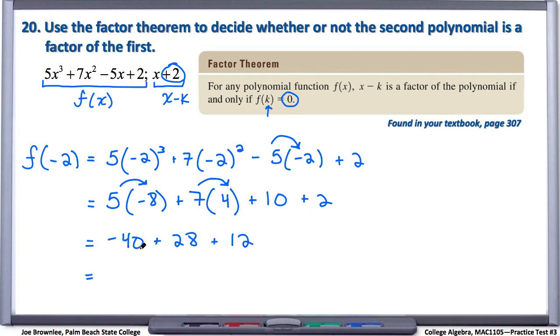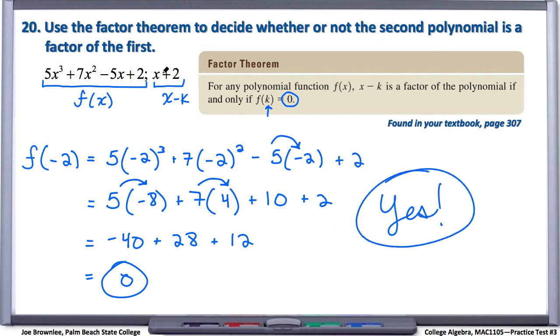Finally, negative 40 plus 28 is negative 12. Negative 12 plus 12 is 0. So when we plug in our k value of negative 2 into f of x, we get 0 out, and that's what we're looking for. When you get 0, you can say that yes, in this case, x plus 2 is a factor of f of x. So we will say yes, that x plus 2 is a factor of f of x.